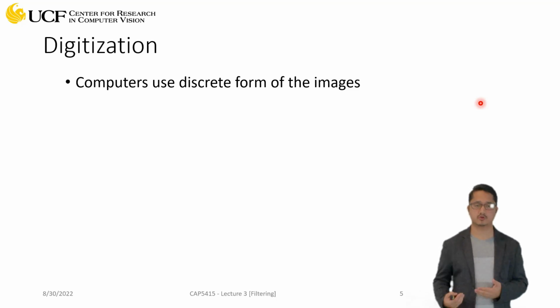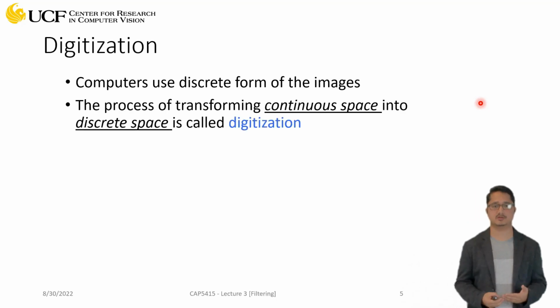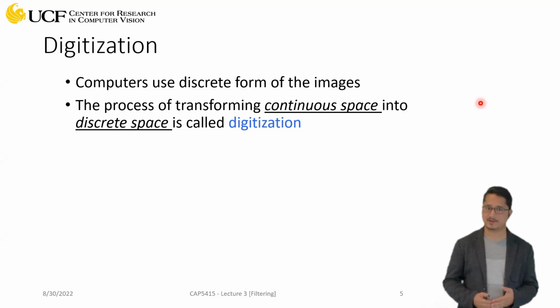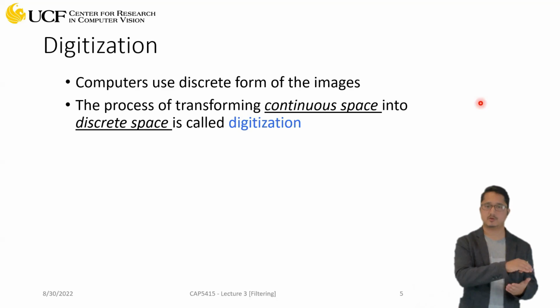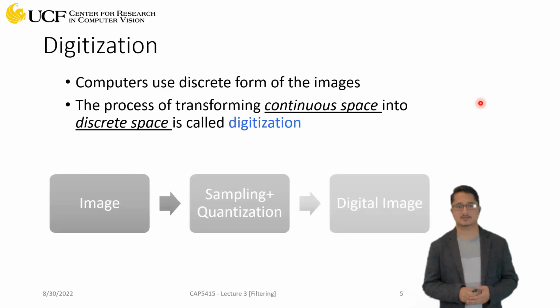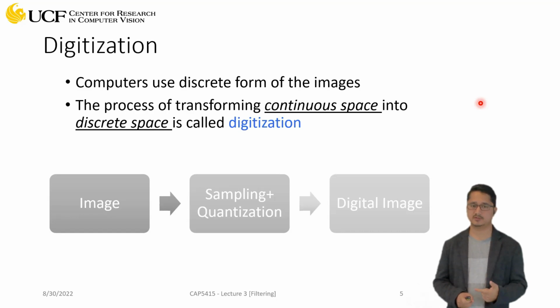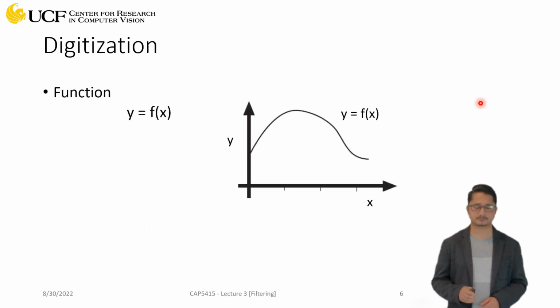But as we move on to computers, we'll have to be discrete. We cannot capture these images in a continuous space. So therefore, what we have to do is perform image digitization. And this is basically just transforming this continuous space into discrete space. And this image digitization has two main steps. The first one is called sampling, and the second one is called quantization. So we'll cover these two in detail now.